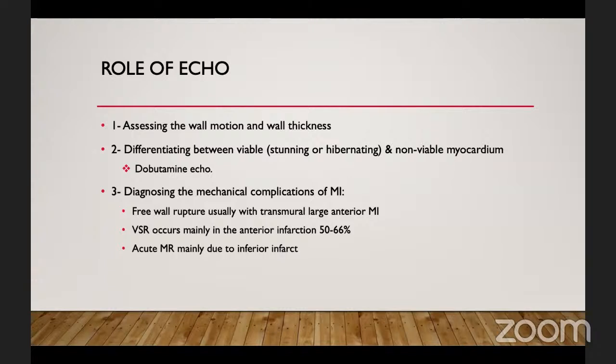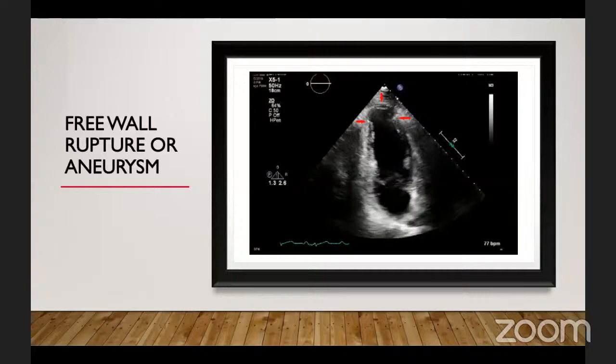A third important role of echo in ischemic heart disease is how to diagnose and pick up mechanical complications, especially with extensive MI and a patient having cardiogenic shock and not improving. The most common complications are free wall rupture or aneurysm. You can see the apical aneurysmal part in here, non-moving, bulging outward at the apex. This is an aneurysmal part, and I think there is a small communication between the lateral side toward the free wall. There is a rupture in the free wall.